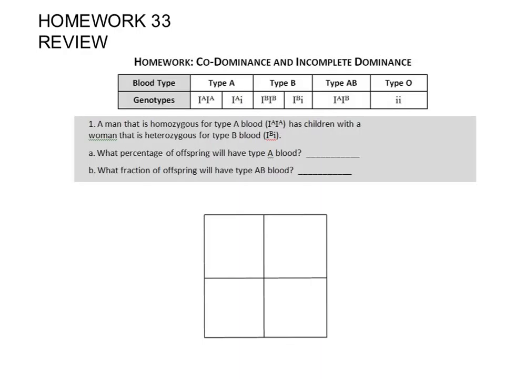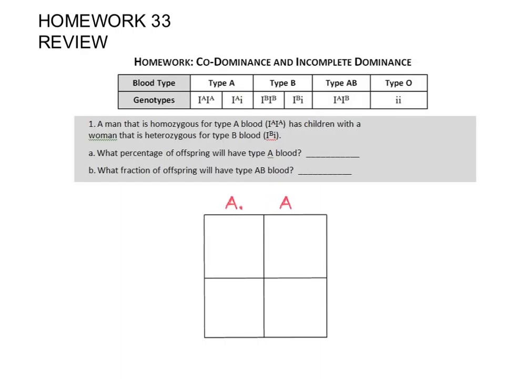Okay, we're going to go over your homework first. If you would please get that out, and I want to show you how you should be doing this, okay? So first you need to read your question. A man that is homozygous for type A blood. So you have an I^A, and all I want you to put in your box is an A and an A. Okay? You're going to have those right above your box.